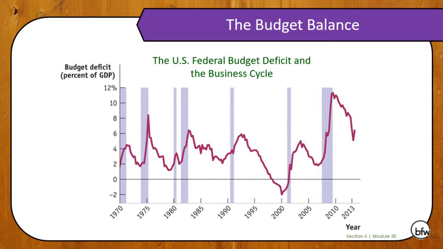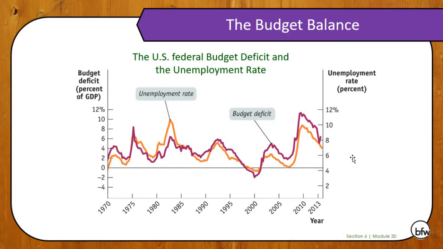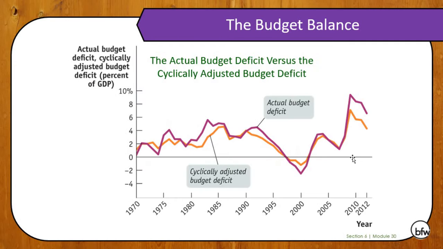As you can see, during periods that are shaded, or periods of recession, the budget deficit increases as a percentage of GDP, and then after recession, during recovery, it usually will decrease. Looking at the U.S. unemployment rate and the budget deficit, as the unemployment rate goes up, the deficit usually will increase as well.